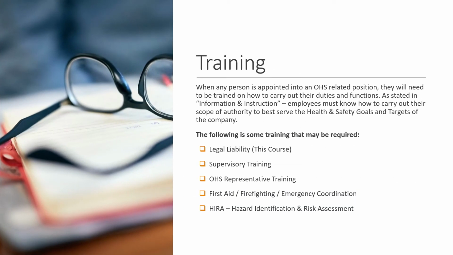Training is a vital aspect for any health and safety management system. When any person is appointed into an OHS-related position, they will need to be trained on how to carry out their duties and functions. As stated in information and instruction, employees must know how to carry out their scope of authority to best serve the health and safety goals and targets of the company. The following is some training that may be required: legal liabilities for employers and employees, such as this course you are currently going on.